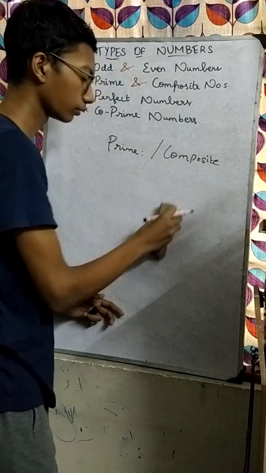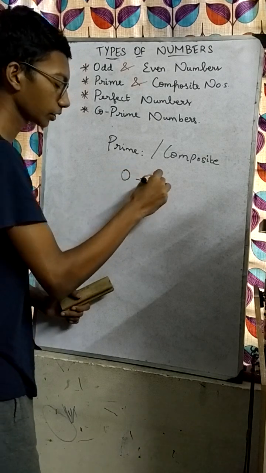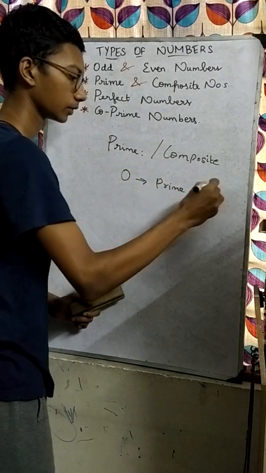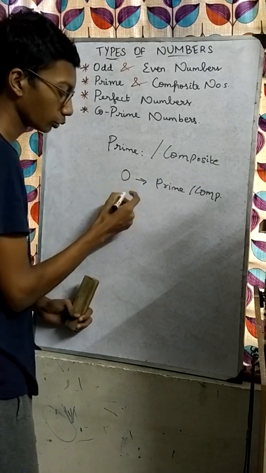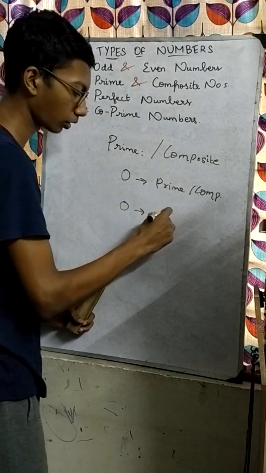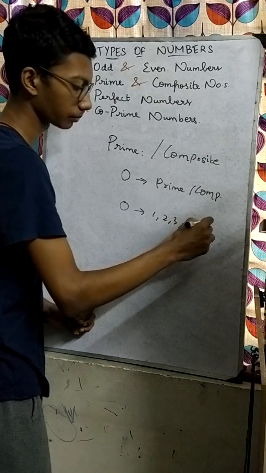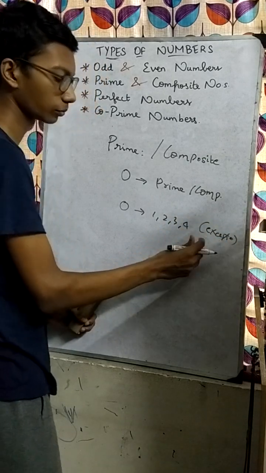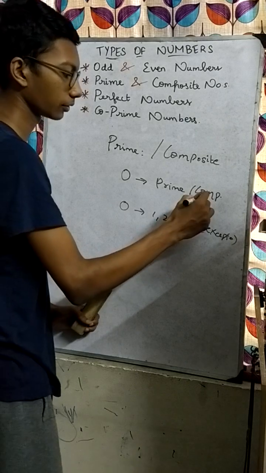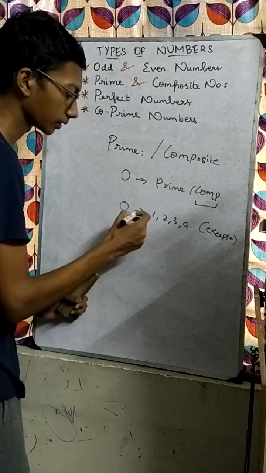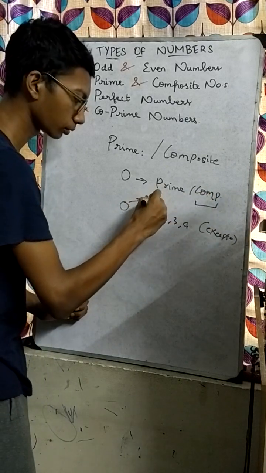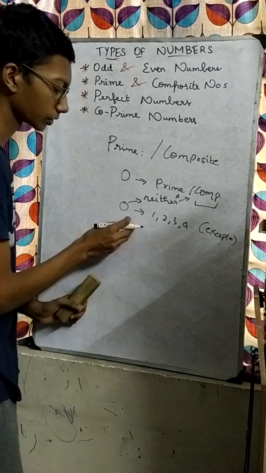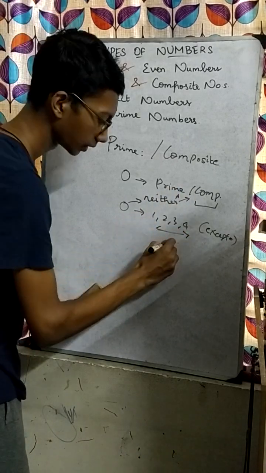Now another number we'll see is 0. Is 0 a prime number or a composite number? The thing with 0 is, you can say it is divisible by all the other numbers except 0. So you might say it is a composite number. But 0 is also neither a prime nor a composite number. This is because the divisors of 0 are infinite.